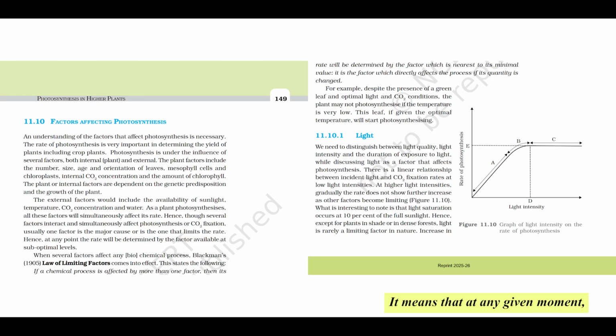It means that at any given moment, the rate of photosynthesis is limited by the slowest factor, the one that's in shortest supply relative to the plant's needs. Even if all other factors are optimal, the rate won't increase unless that specific limiting factor is increased.